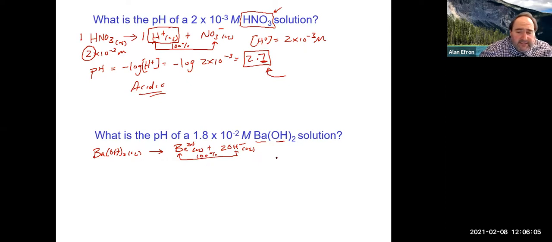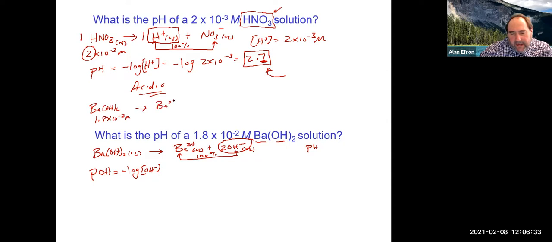In this particular case, since we want to get to the pH, it would probably make sense to first go to the pOH, which means we need minus the log of the OH minus concentration. That means really the OH minus concentration is the important thing here. Different in this case, though, is the barium hydroxide. I'll write up here, barium hydroxide is 1.8 times 10 to the minus 2 molar.